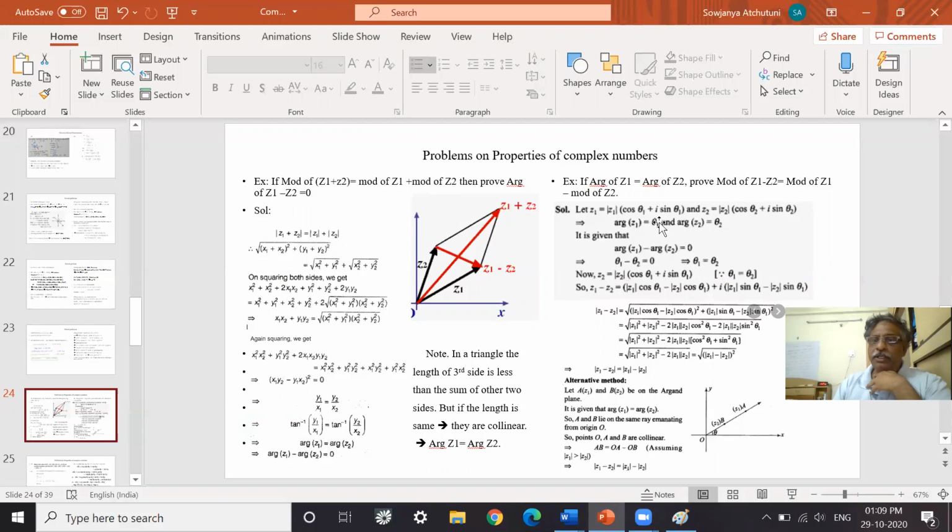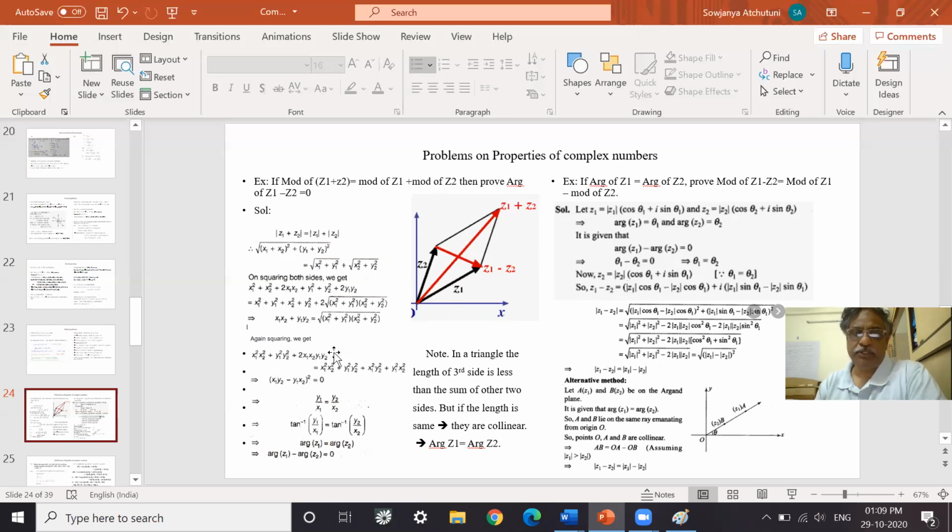In Cartesian coordinates, a triangle. Let us see it in a different way. The same question can be asked differently. If arg of Z1 is arg of Z2, so the arguments of both are the same angle, prove that mod of Z1 minus Z2 is equal to mod of Z1 minus mod of Z2. Here plus, here minus. So let us see. I am seeing it in polar coordinates. Let me prove this in polar coordinates.